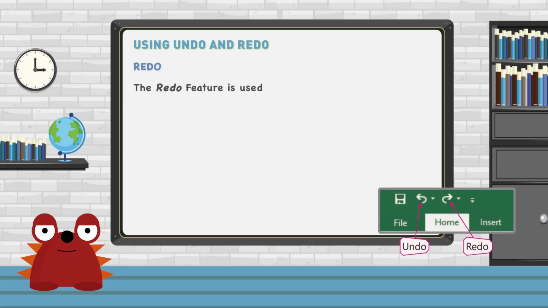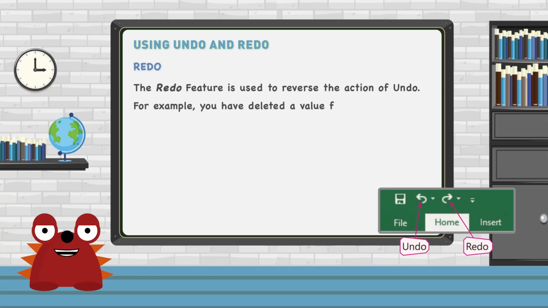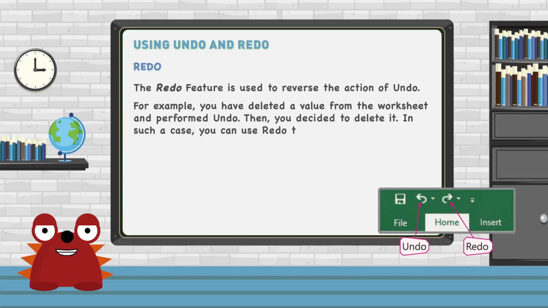Similarly, the redo feature is used to reverse the action of undo. For example, you have deleted a value from the worksheet and performed undo. Then you decided to delete it. In such a case, you can use redo to reverse the action of undo.